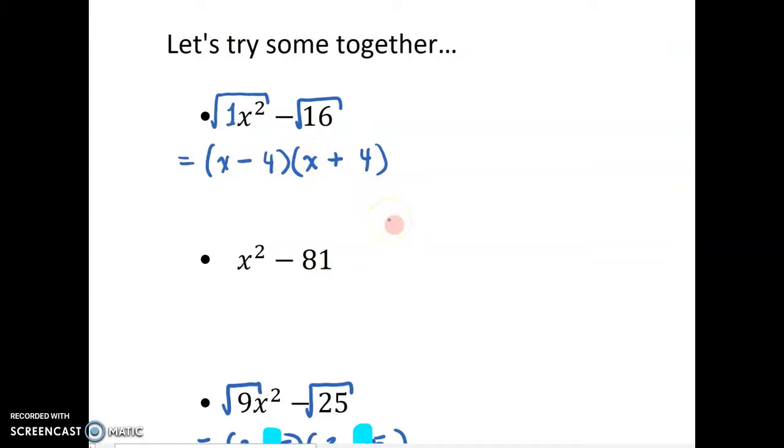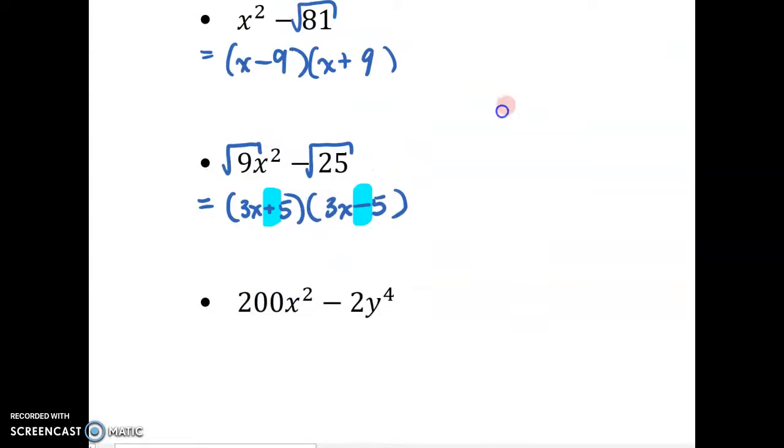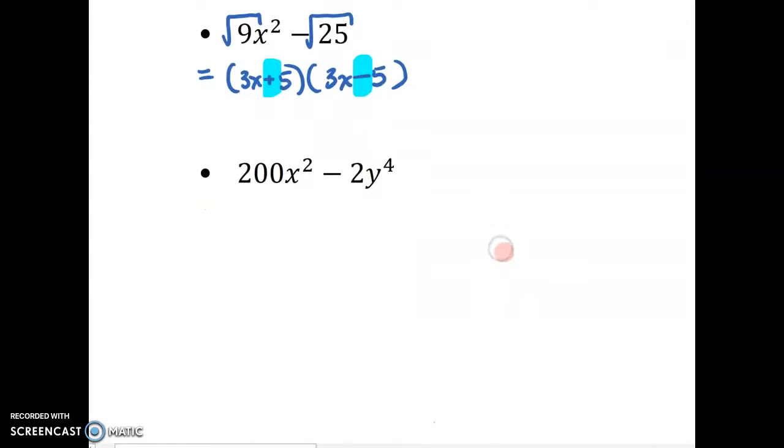And that's it. I can do it again here, x squared minus 81. So the square root of x squared, or 1x squared, is just x. Then the square root of 81 is 9. And I just put a minus and a plus. It doesn't matter which way I go. If I decide to put plus here or minus here, it's the same thing. Then here, 200, it's not a perfect square.